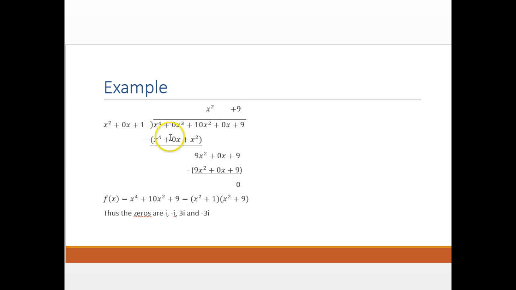So that means this entire polynomial I started with factors to x squared plus 1 times x squared plus 9. We know the x squared plus 1 factors to x minus i, x plus i. The x squared plus 9 factors to x minus 3i, x plus 3i. So the zeros are i, negative i, 3i, and negative 3i.